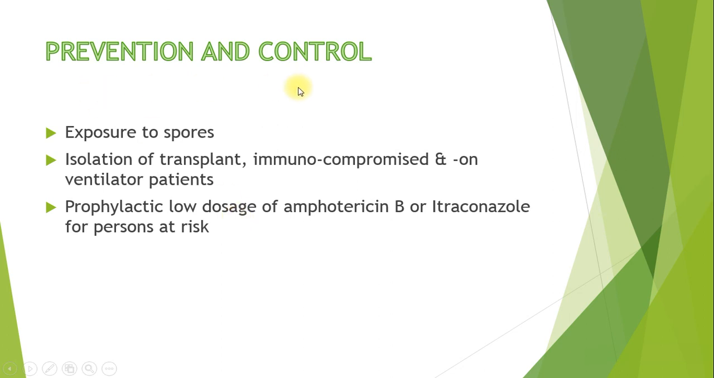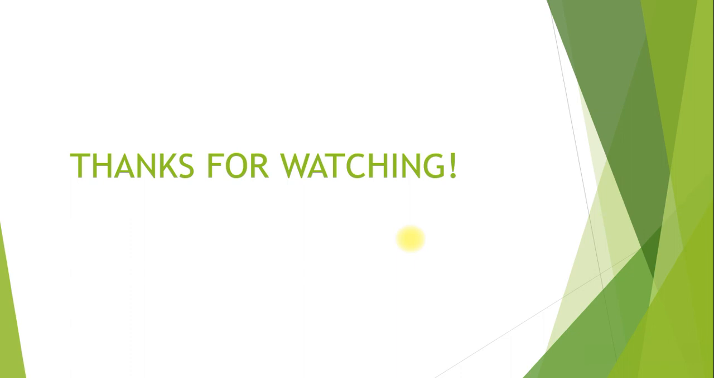Prevention and control of aspergillosis. The exposure to the spores should be prevented. The transplant, immuno-compromised, and the patients who are on ventilators, they should be isolated. A prophylactic low dose of amphotericin B or itraconazole for the patients who are at risk should be given. That is all about aspergillosis.